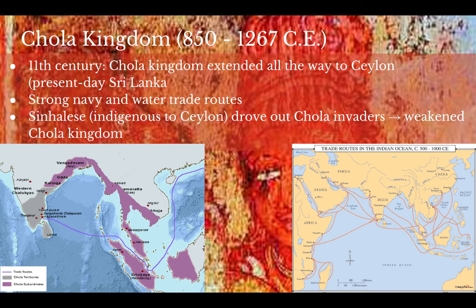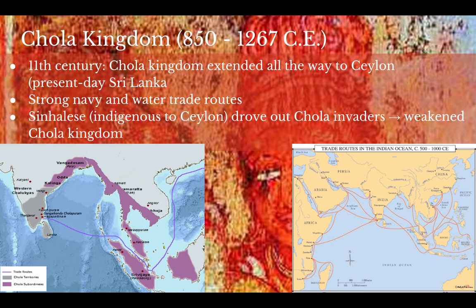So the geographic location of the Chola Kingdom allowed its navy to access the waterways of both the Indian Ocean as well as the Bay of Bengal. So it was a very good trading location. And the Chola Kingdom represented the height of the Indian Ocean trade. Chola ships traveled as far east as the South China Sea, and this was more than 3,000 miles away.